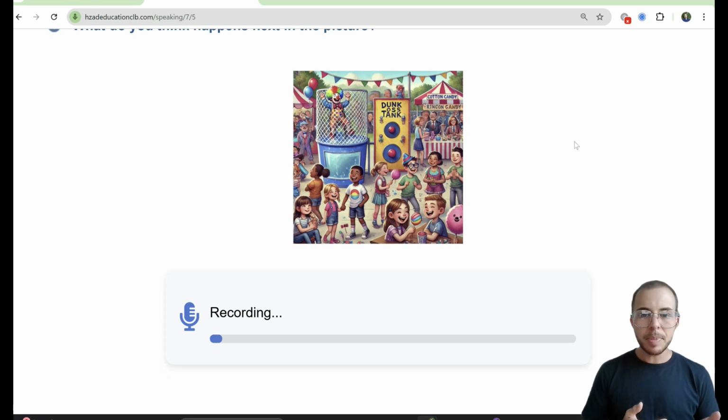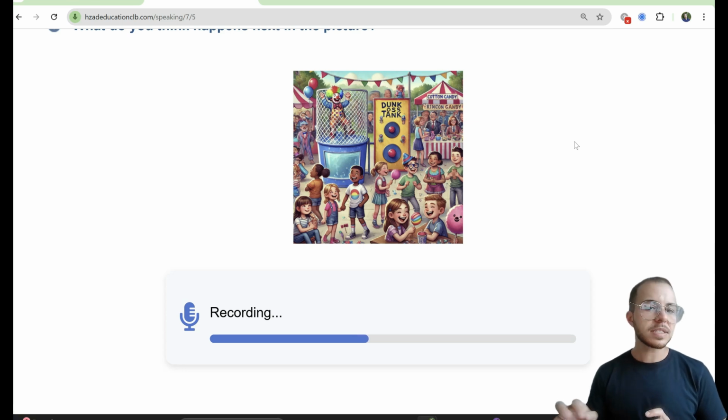What I think will happen in this picture is everyone will continue to be enjoying their time. The children are eating their lollipops, so I reckon that they will continue to eat their lollipops. In the near future, the clown will be dunked into the water. So a child will come up to the dunk tank, and someone will throw the ball and hit the red circle. Then the clown will dunk into the water. That would likely happen in a few minutes. But so far, everyone is enjoying themselves.